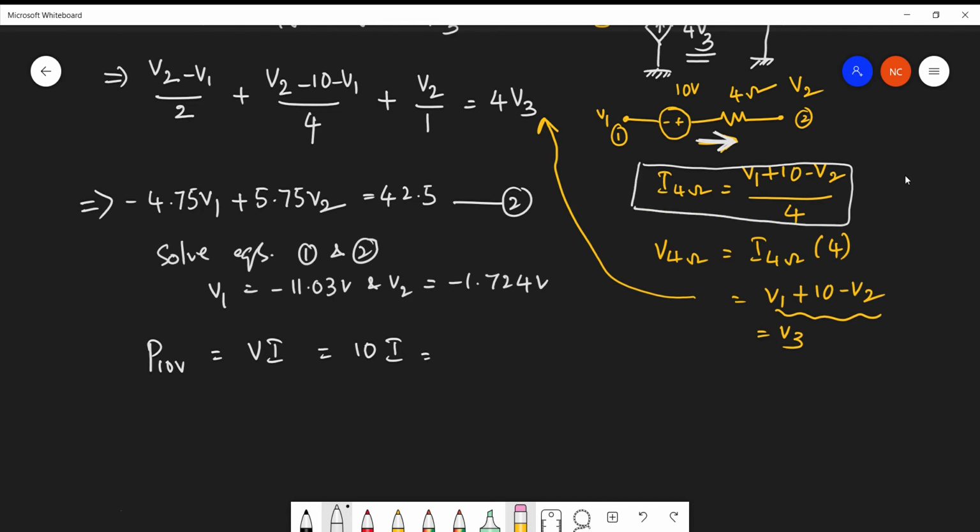Okay, so this is 10 into (V1 plus 10 minus V2)/4. You got the V1, V2 values, substitute. There you can get the value for power. So, the value is 1.735 watts. Clear? So now let us do the second problem. Okay.